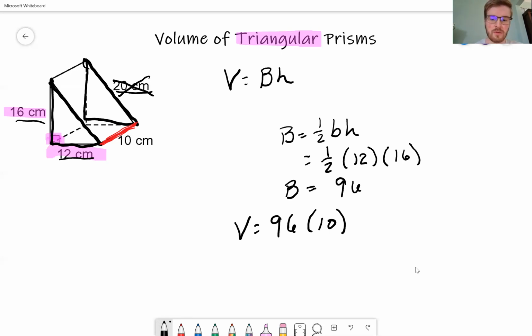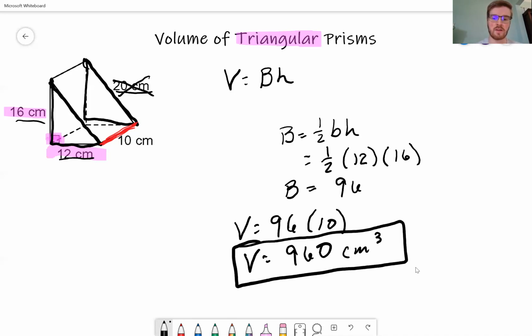Okay, so now we just need to do 96 times 10. 96 times 10 gives me 960. And again, our units are cubic because we're looking at a 3-dimensional figure. All right, and that would be our final answer.